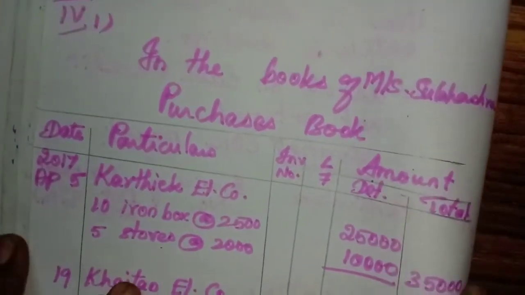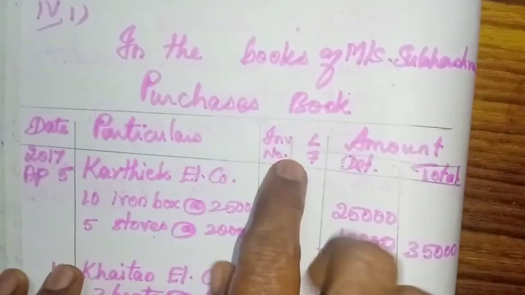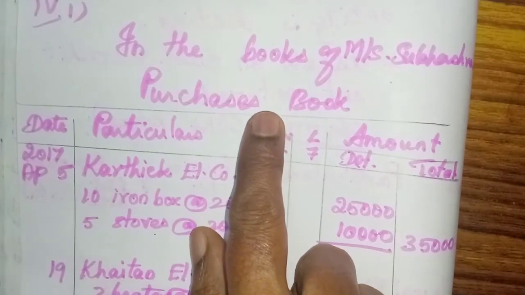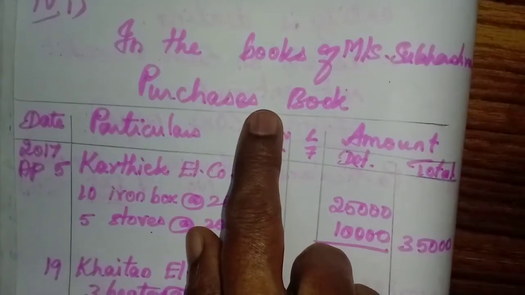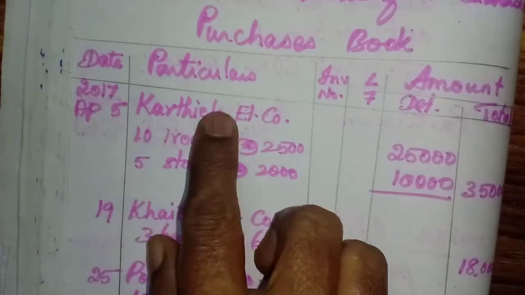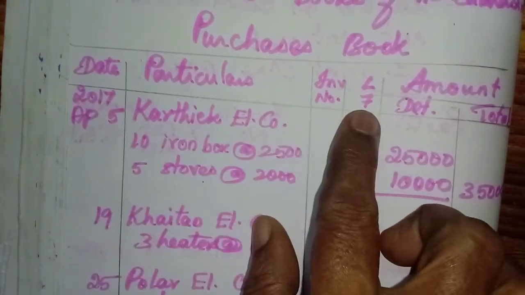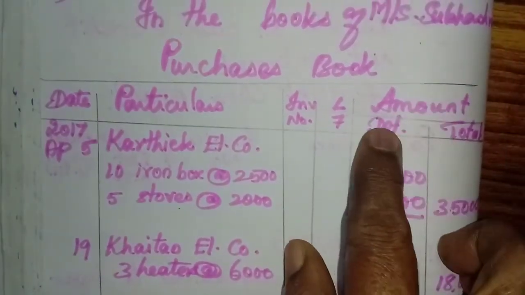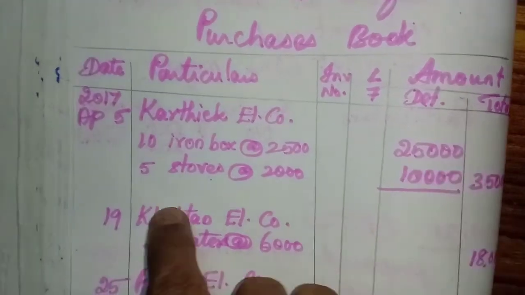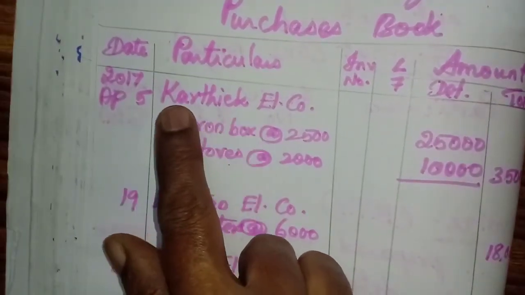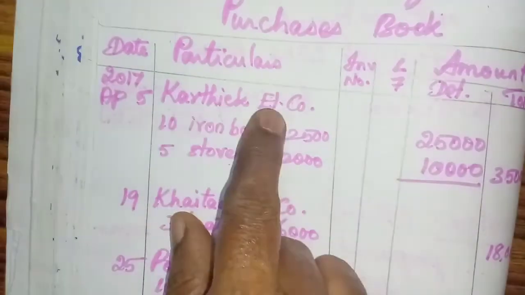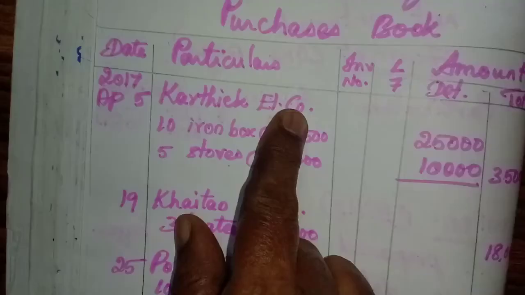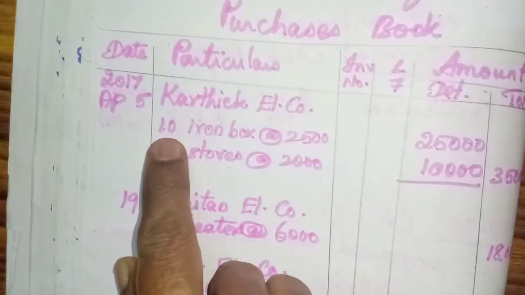In the books of Mrs. Subhashri. Then next line, purchases book. Only a single page we should use. Date, particulars, invoice number, LF, then amount, details, total. First, write the date. Now write the supplier name, Karthik Electric Company. Then write the description.